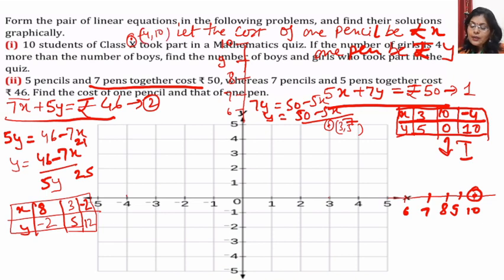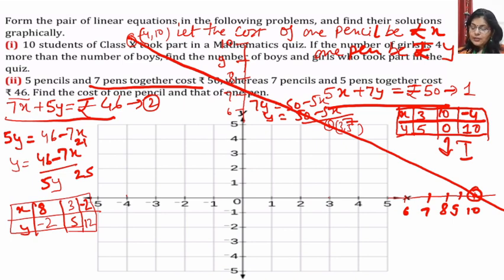Now in the similar way we will proceed to the next equation. We'll just draw a line through minus 4 and 10, 3 and 5, and 10 and 0. In this way we have got the line.